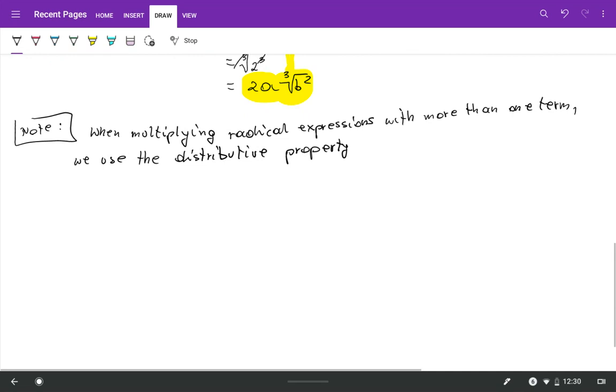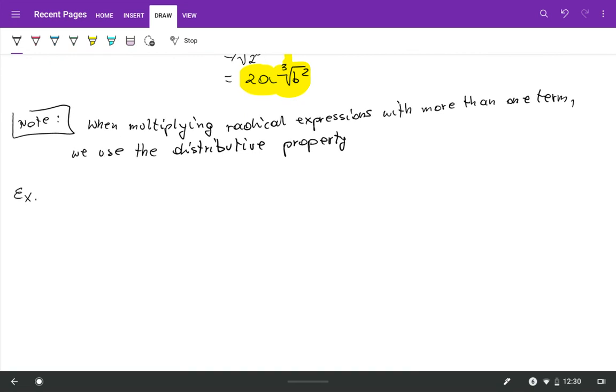Let's do example 2. Okay, so we're going to multiply 5 square root of 5 times 2 square roots of 5 minus 2. So here what we need to do is use the distributive property.